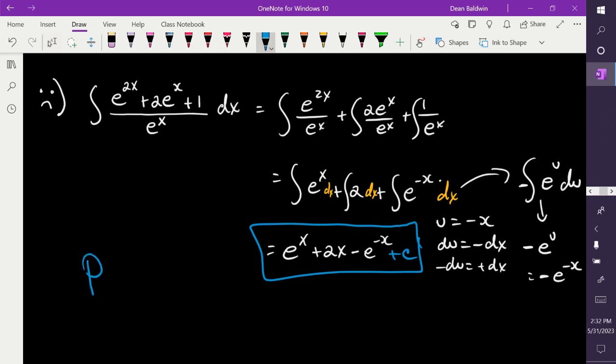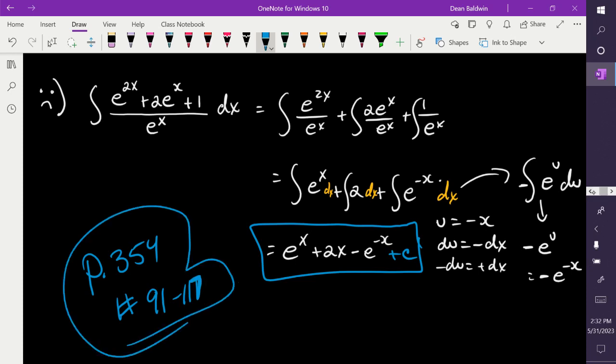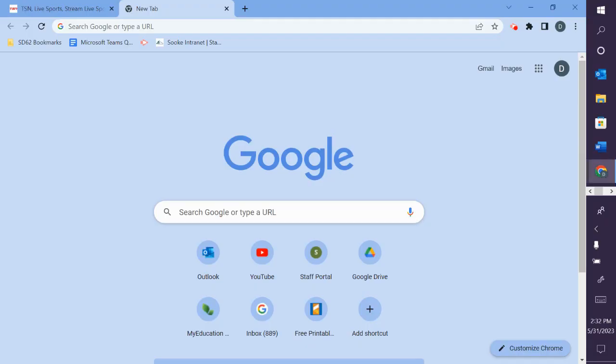All right. Page 354. Numbers 91 to 117, please. And then I'm going to decide if we need to do more.